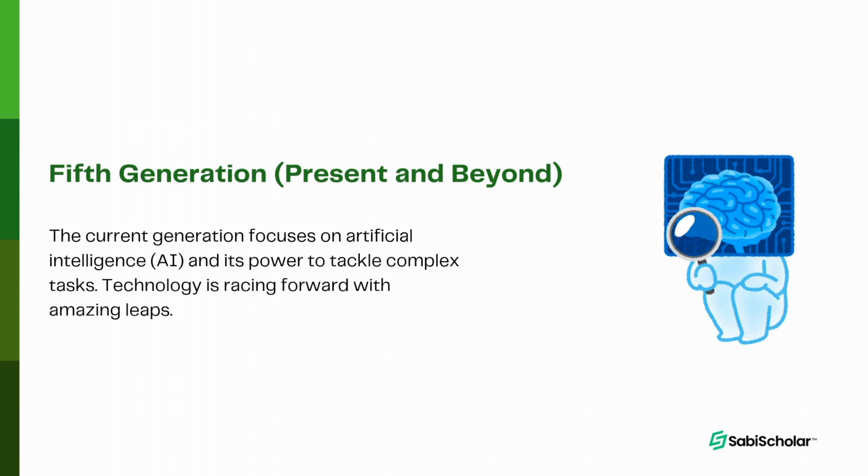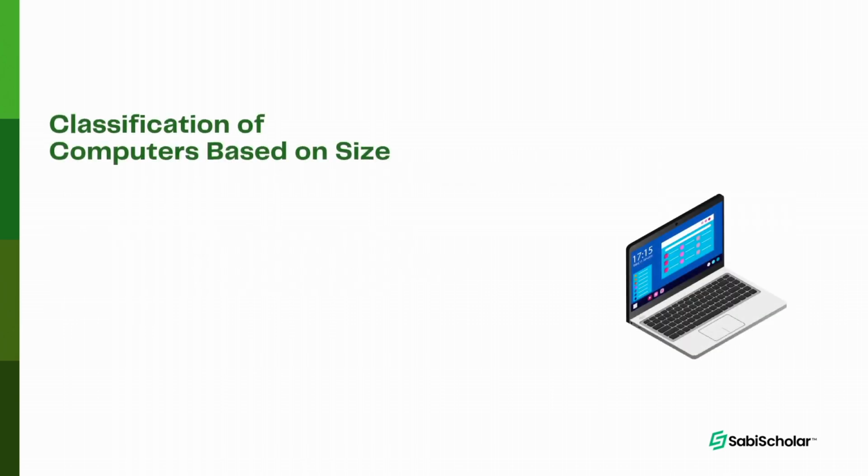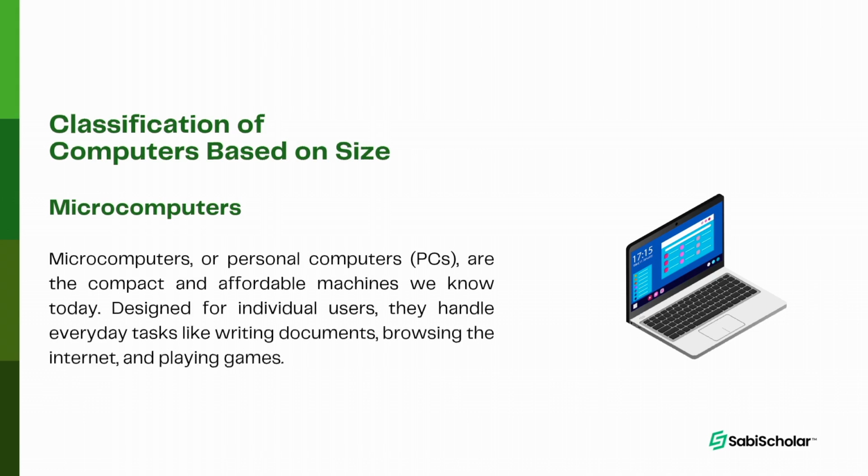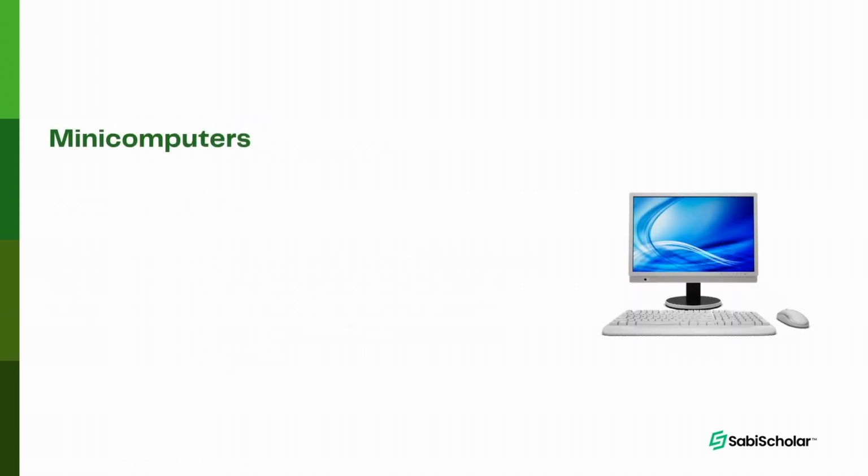So, classification of computers based on size. So we have the microcomputers. Microcomputers, or personal computers, or for short, PCs, are the compact and affordable machines we know now, the ones that you could just go to a place and get. We also have the minicomputers, fitting between microcomputers and giant mainframes.